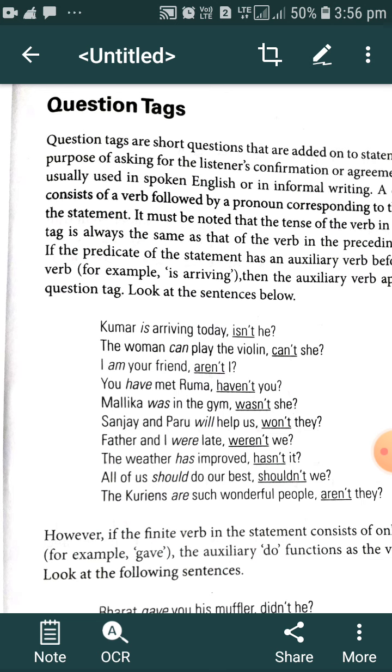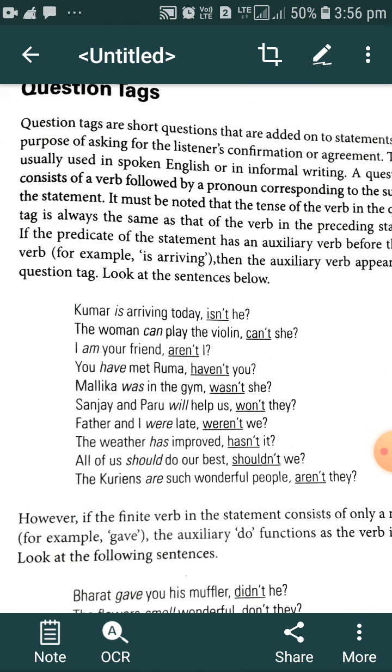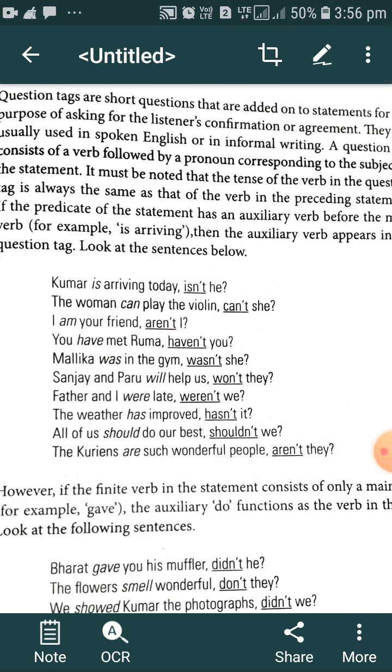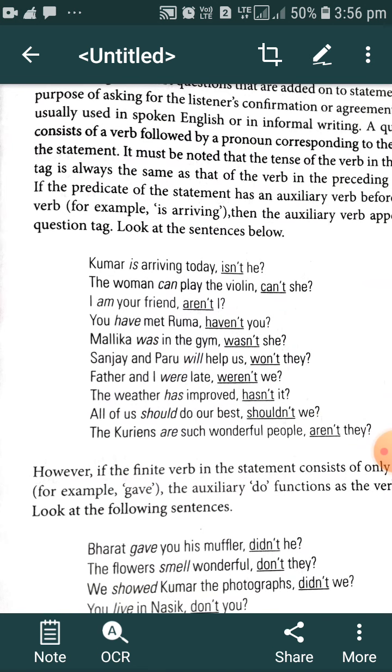If the predicate of the statement has an auxiliary verb before the main verb, for example, is arriving, then the auxiliary verb appears in the question tag. If we have the auxiliary verb before the main verb, we have to use the same auxiliary verb in the question tag. There are some examples of question tags we will discuss.